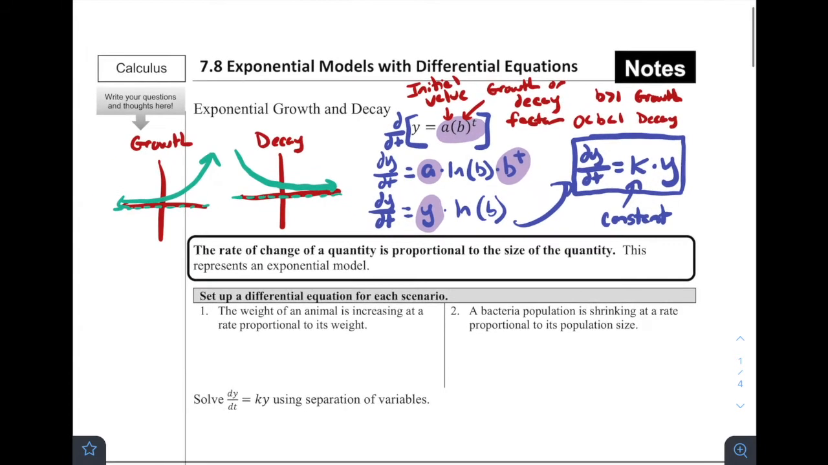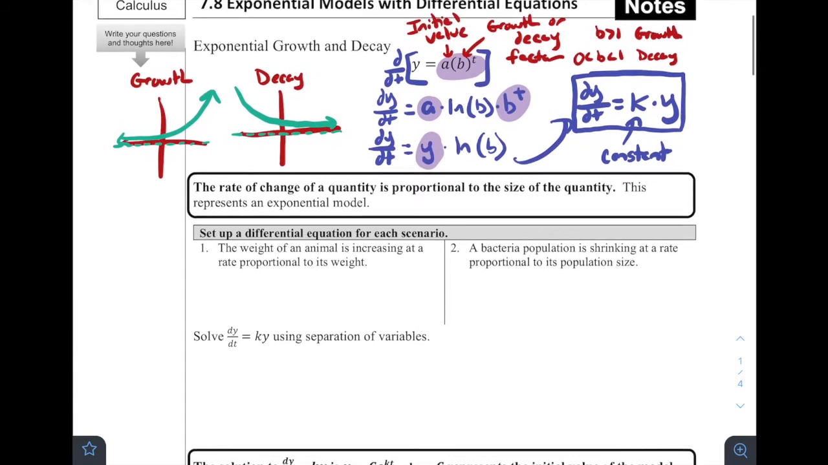Great. The rate of change of a quantity is proportional to the size of the quantity. So the rate of change of a quantity, how quickly something changes, is proportional to the size of that quantity. The bigger that exponential function is, the faster it's going to grow. The smaller it is, the slower it's going to grow. This represents what's called an exponential model.